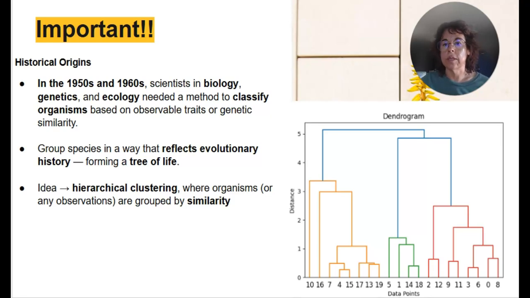So something like the tree structure you see on the right. And that led to the idea of hierarchical clustering, where you group observations in hierarchies or levels. And this is done by looking at the data points and using pairwise proximity to group the data, where organisms or any observations are thus grouped by similarities.